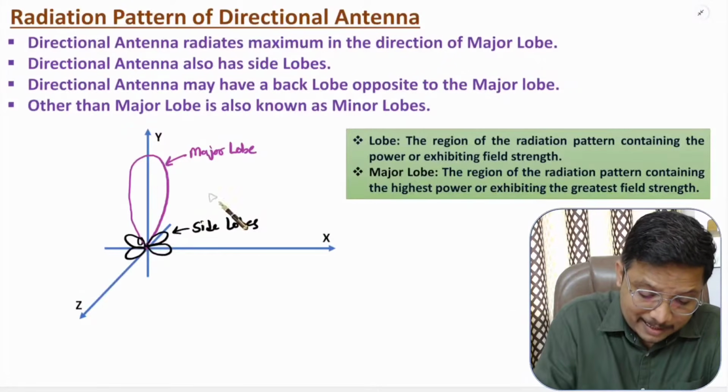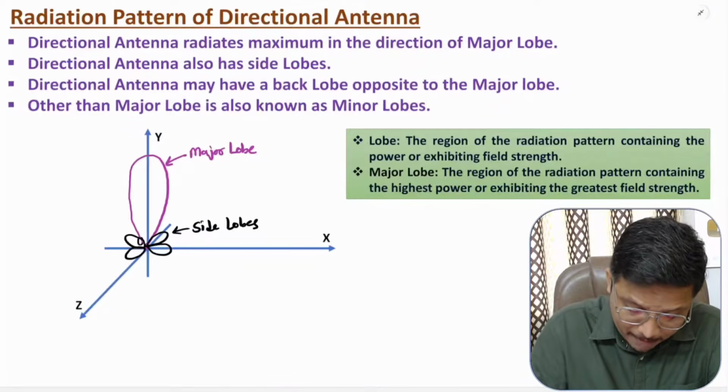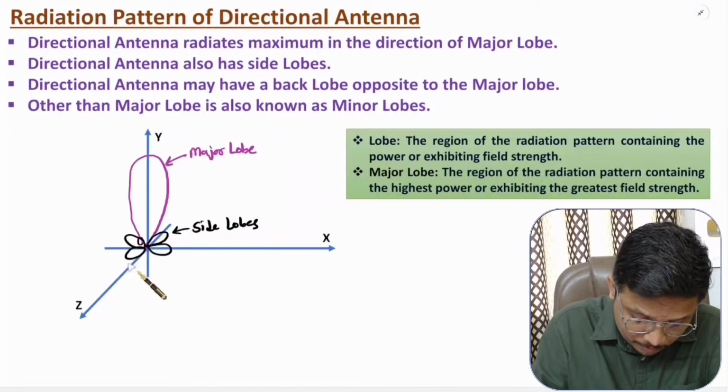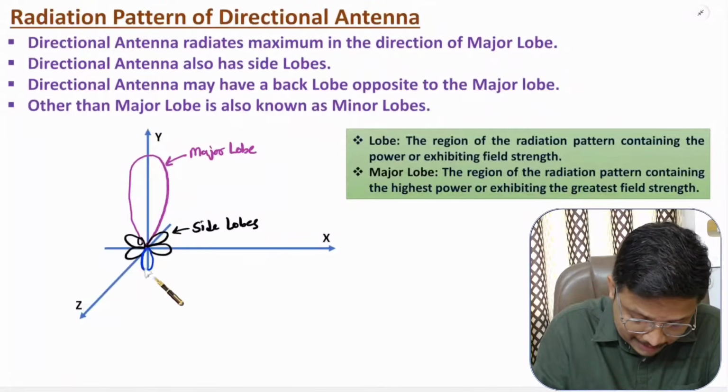And directional antenna also has a back lobe. See, back lobe, that is opposite to the major lobe, right? So here opposite to the major lobe, that is the back lobe over here, right?